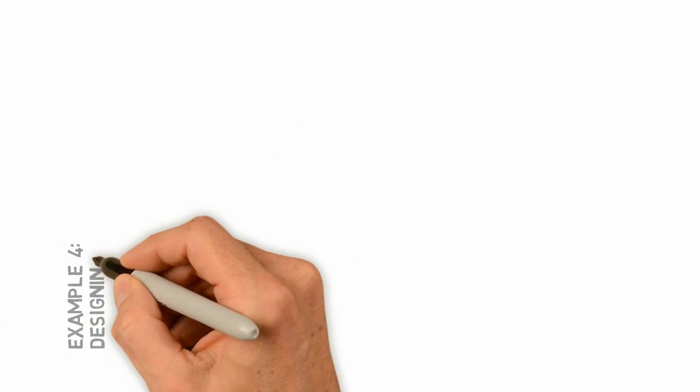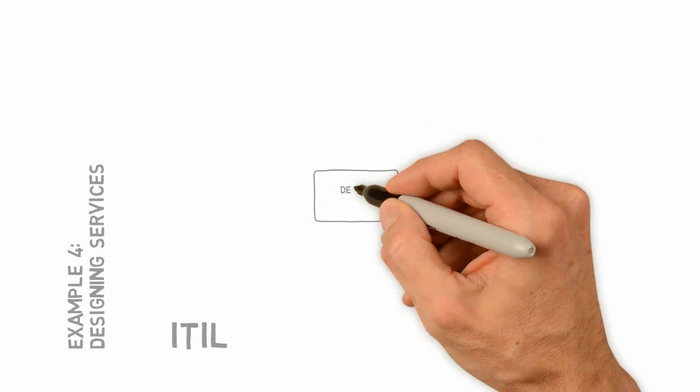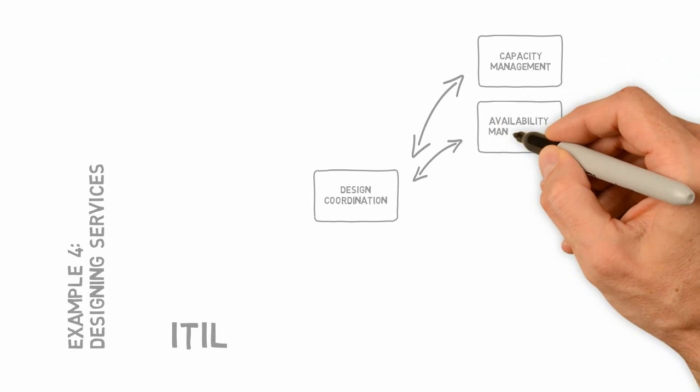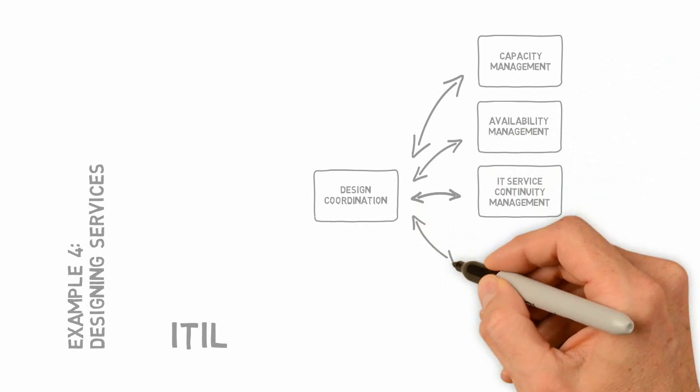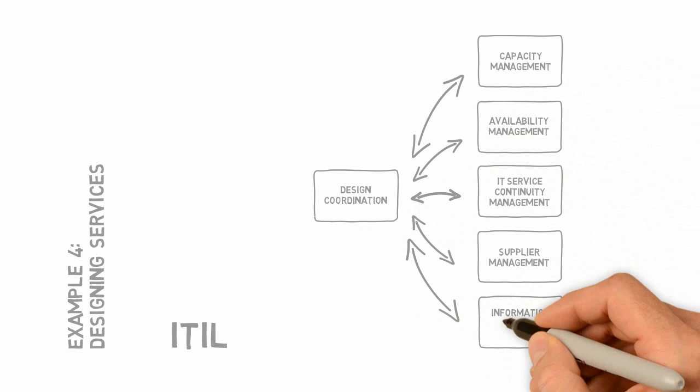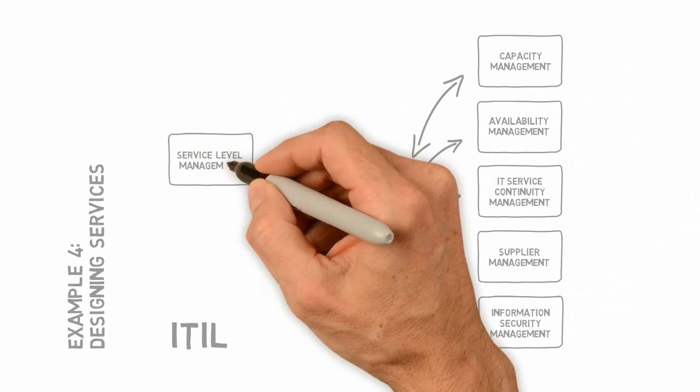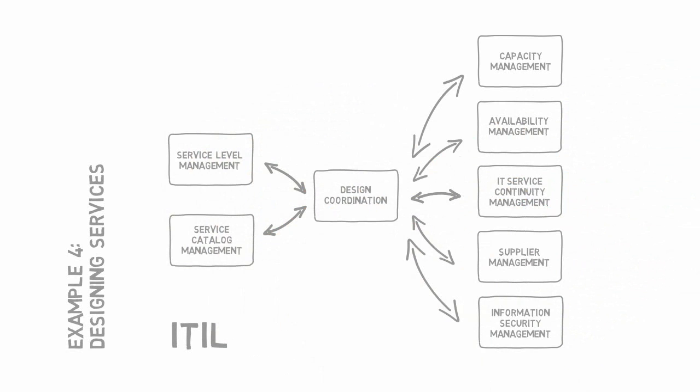Now, my fourth and last example is about service design, a rather difficult ITIL process where we had to inject some fresh ideas to make it less complex. According to ITIL, service design includes quite a few processes. At the center, we find a coordination process that calls upon other design processes, such as capacity management, availability management, IT service continuity, supplier, and information security management. 2 more processes are responsible for managing service levels and for managing the service catalog.